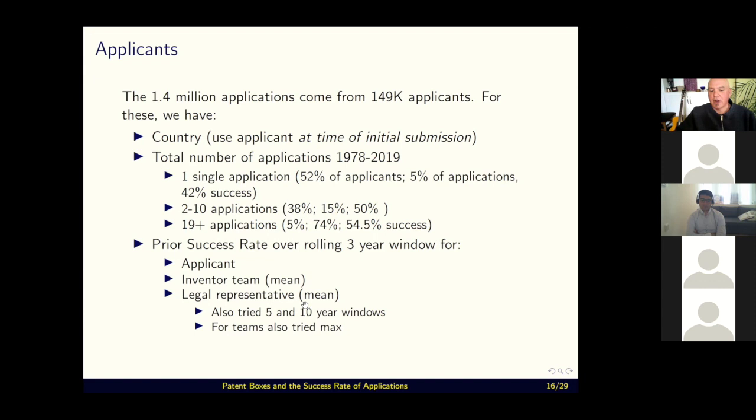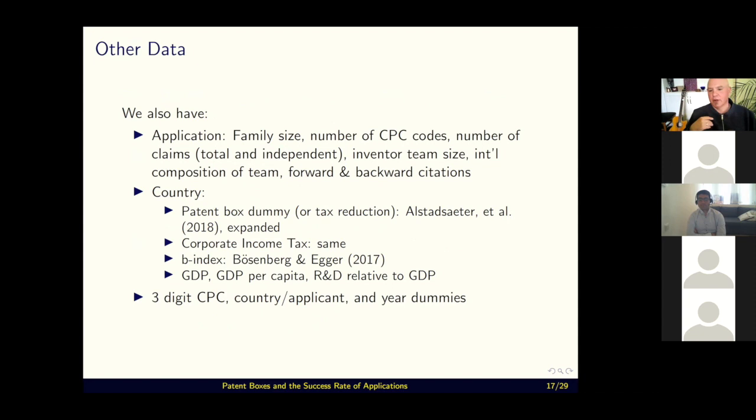In terms of other data, we're going to use the number of technology codes, how many claims of novelty there are in the application, whether the inventor team crosses borders or how many there are, and forward and backward citations, standard things from the literature. At the country level, in terms of taxes, we're going to use patent box dummies. I'm going to focus on that because it's easy to interpret. We'll also look at how big the tax cut is. We'll use the corporate income tax rate, the B index, so the opposite of R&D subsidies, and a few other things at the country level that vary by year. We'll include three-digit technology dummies, either country or applicant fixed effects, and year dummies.